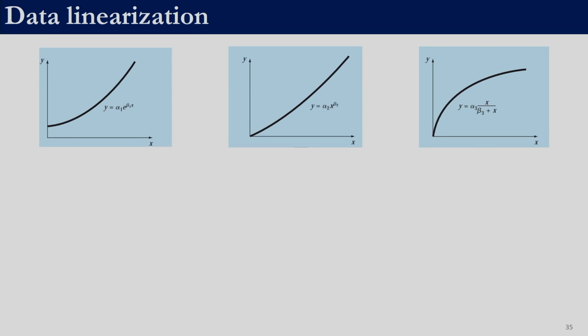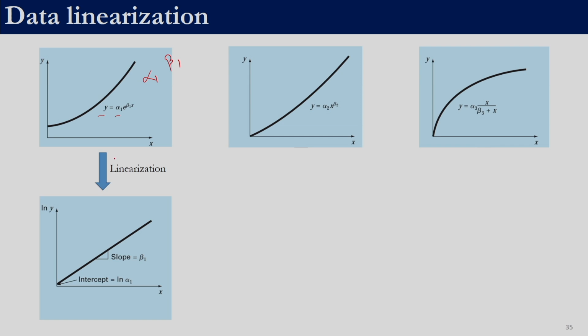Some of the other examples for linearization, these are 3 other examples wherein we can linearize. So, the actual model is y is equal to alpha 1 e power beta 1 x, right. So, x and y are given, our task is to find out alpha 1 and beta 1.